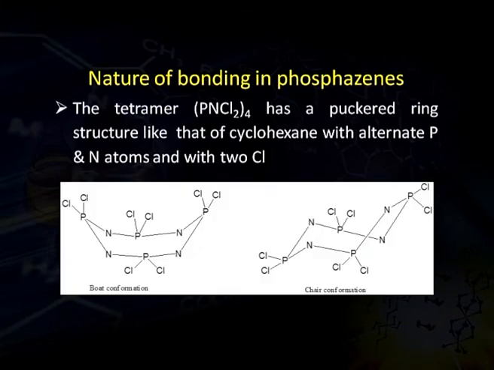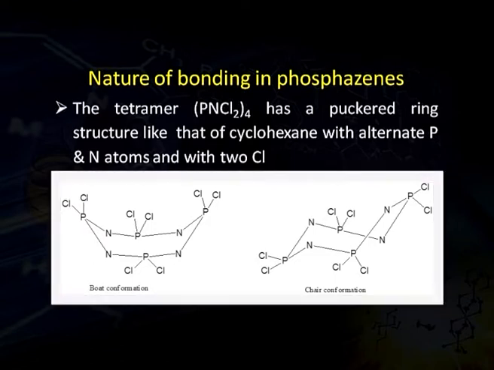The tetramer, that is (NPCl2)4, has a puckered ring structure like that of cyclohexane with alternate phosphorus and nitrogen atoms and with 2 chlorine atoms. So, we can say this is the puckered structure, this is the boat conformation, same as that of cyclohexane, and this is the chair conformation. Again, this is the same as the chair conformation of cyclohexane.